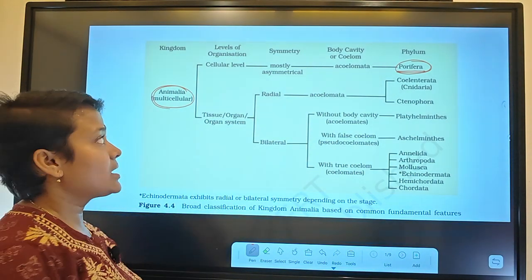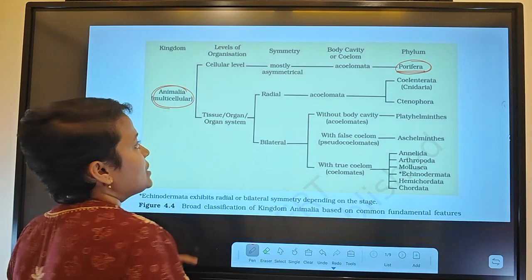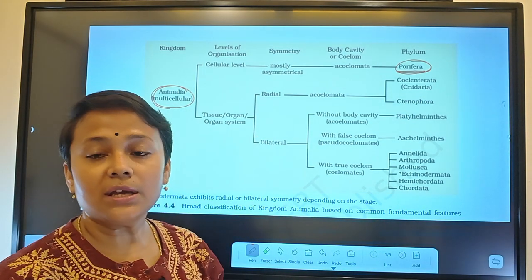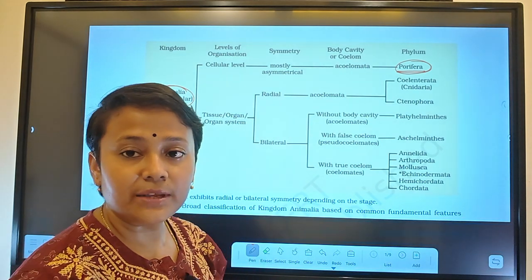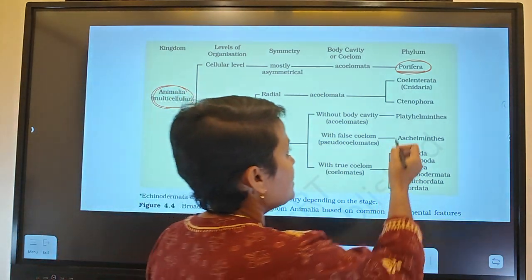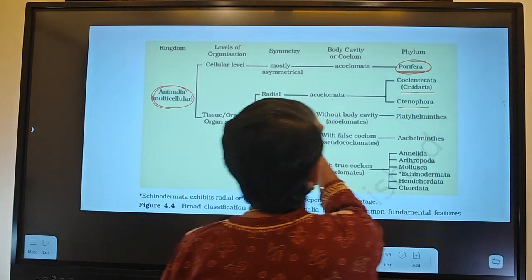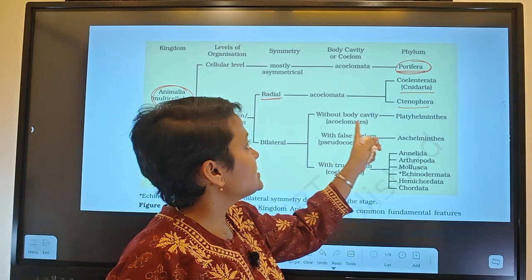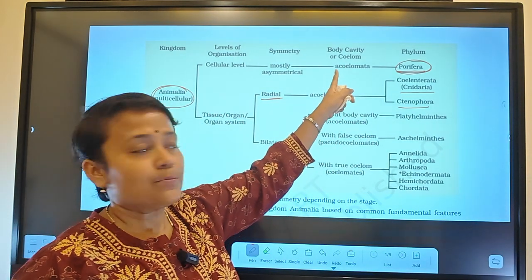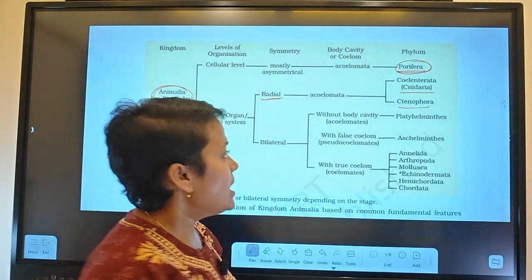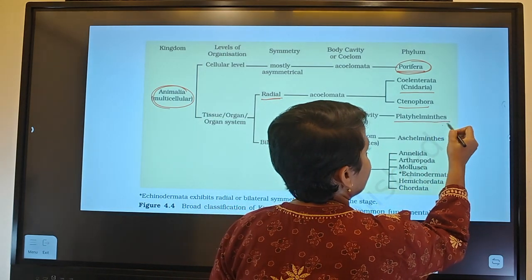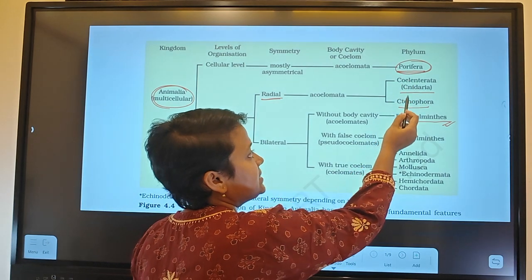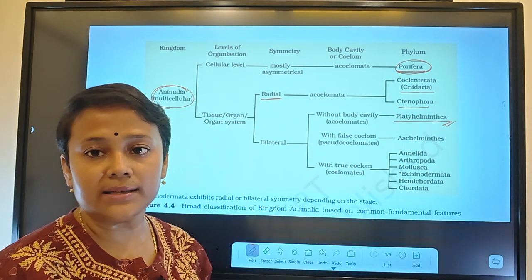Next classification will come on the basis of symmetry. If an organism has radial symmetry, only 2 phyla are there, Coelenterata and Ctenophora. You can see here Coelenterata and Ctenophora belong to Radiata. If we come to the body cavity or coelom, up to platyhelminths they are acoelomates. In the NCERT diagram, Porifera, Coelenterata, Ctenophora and platyhelminths are all acoelomates.